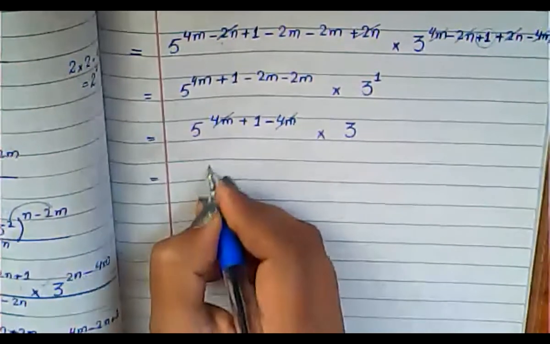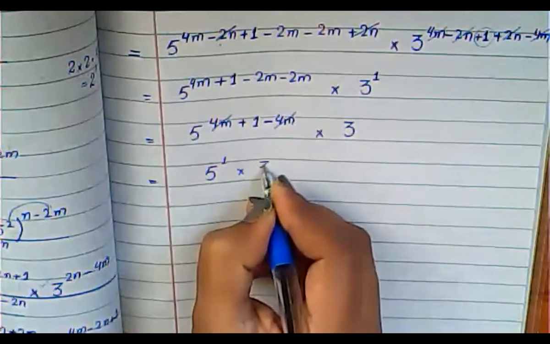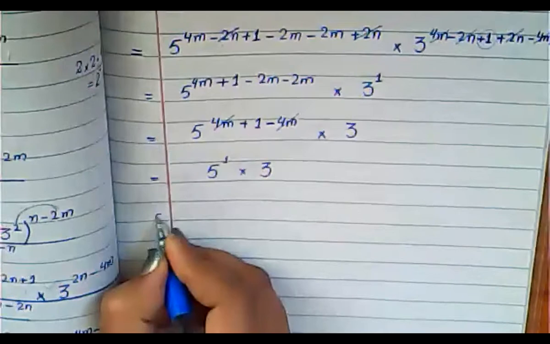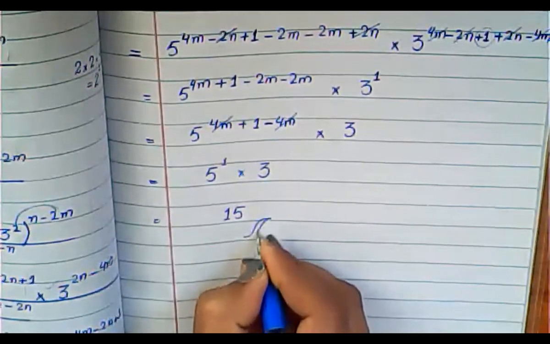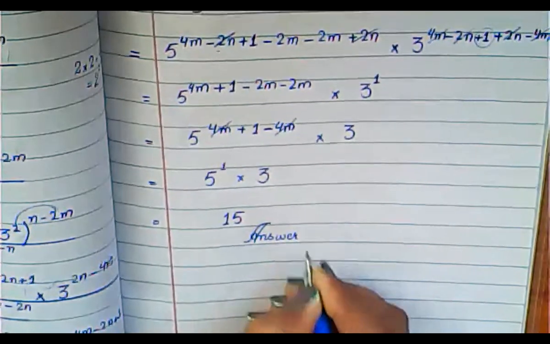Now what will you be left with? You will be left with 5 raised to the power 1 multiplied by 3, or simply you can say 5 and 3. So 5 multiplied by 3 will be 15. This is your answer.